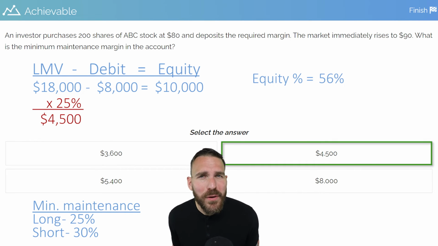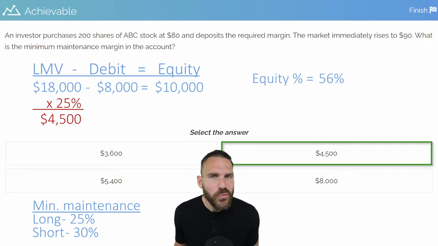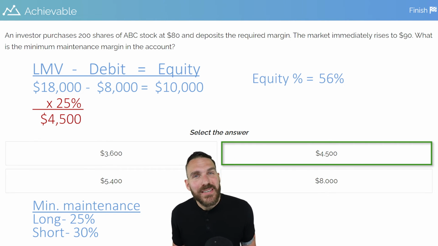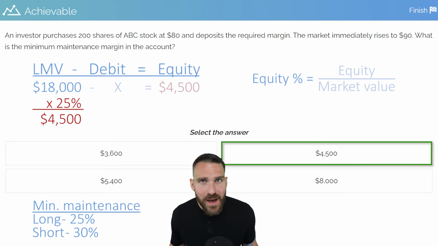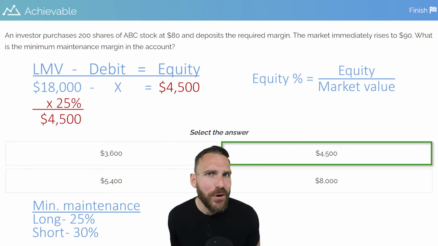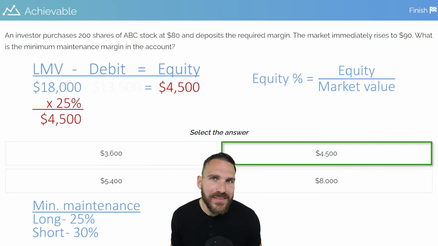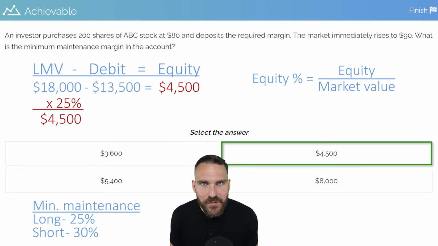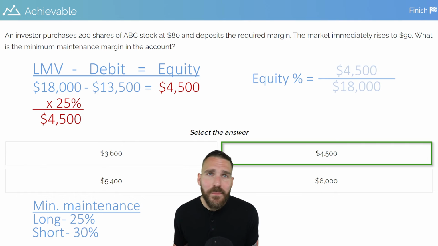Now, something you might be wondering is, what the heck is $4,500? What does that tell us? Well, what that tells us is that if we have an LMV, a long market value of $18,000, if our equity level is $4,500, then we're exactly at minimum maintenance. Now, to demonstrate that, we kind of have to set up an algebra question here. If our LMV is $18,000 and our equity is $4,500, that must mean that our debit balance in this hypothetical would be $13,500. And sure enough, if we take that $4,500 equity divided by our market value of $18,000, that gives us exactly 25%.